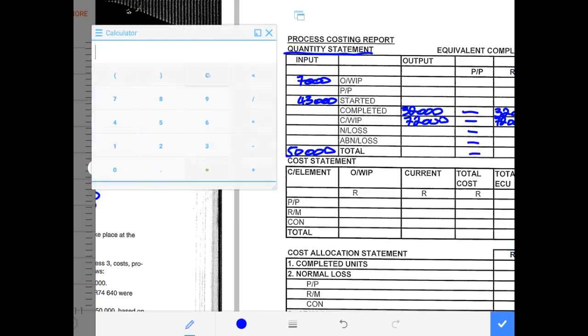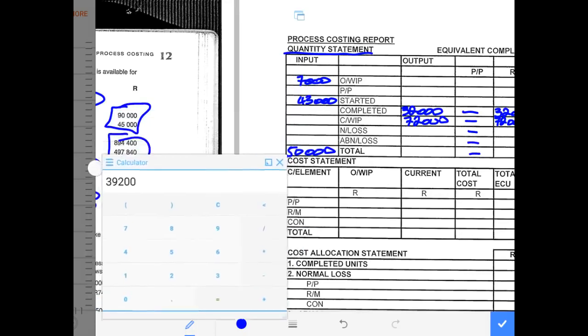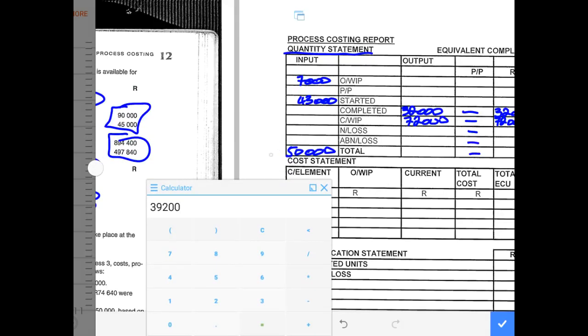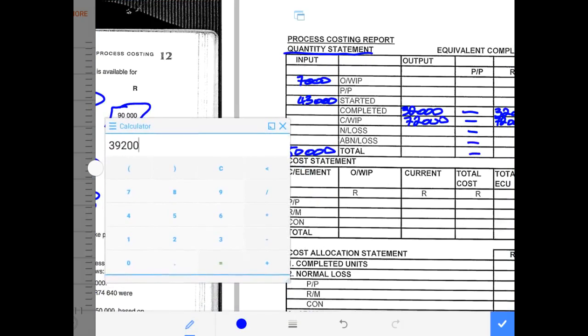Then now we see that we have 32,000 that was completed, and we have 7,200 that was not complete, and that gives us 39,200. And there is a closing work in process. We are closing work in process, which is 7,200. And the total is 39,200. However, the input units that we started with was 50,000. But now why all of a sudden the completed plus the closing, they gave us 39,200?